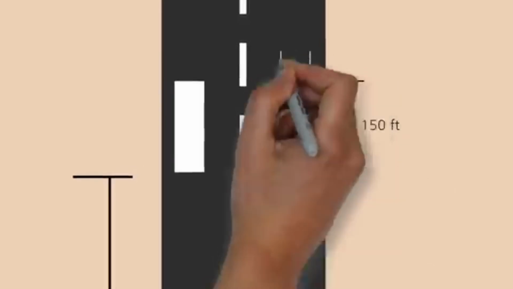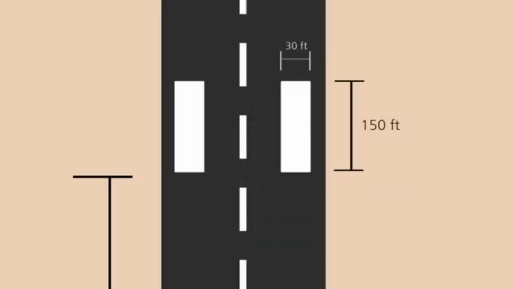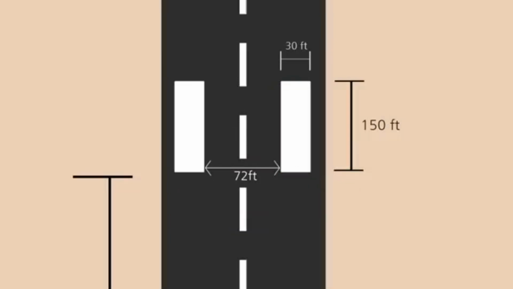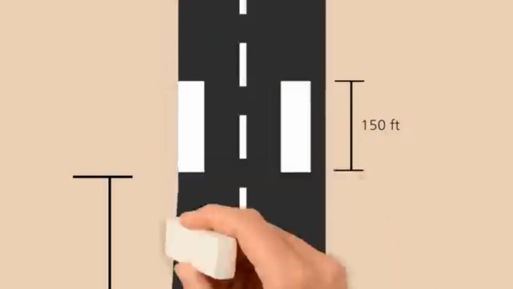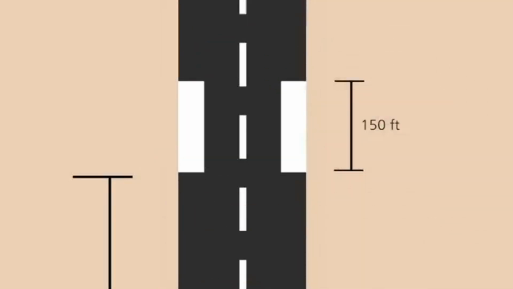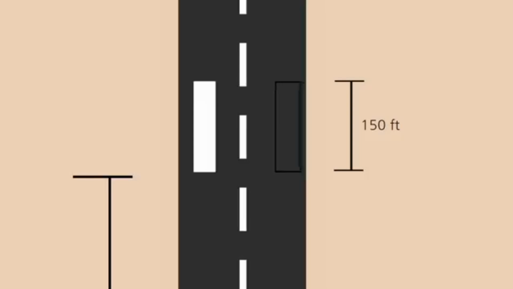The width of each marking is 30 feet, and spacing between the inner sides of the markings is 72 feet for a runway with a width of 150 feet or greater. For runways that are less than 150 feet wide, the width of the markings and the space between the inner sides of the markings is decreased in proportion to the decrease in the width of the runway.